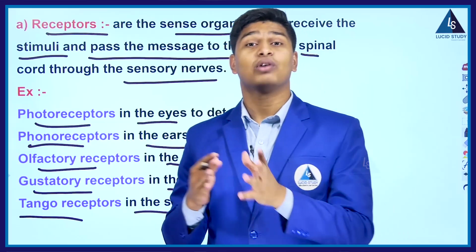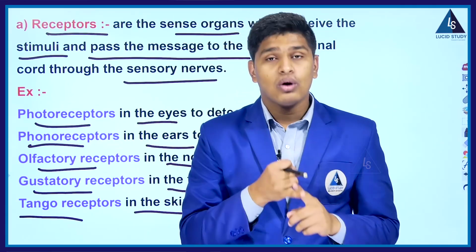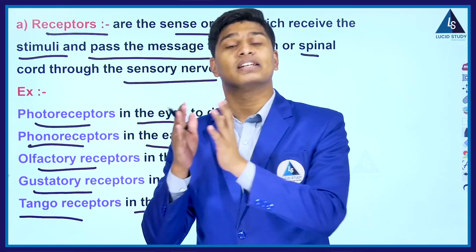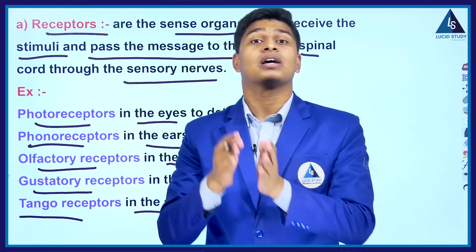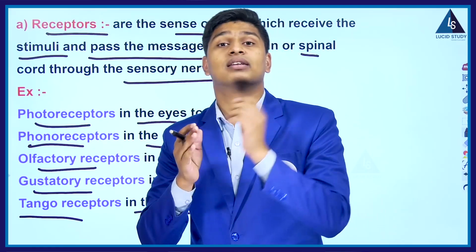And that's how the different types of receptors work. Photoreceptors help to detect light, phonoreceptors help to detect sound, olfactory receptors help to detect smell, gustatory receptors help us to detect taste, and tangoreceptors help us to detect touch.